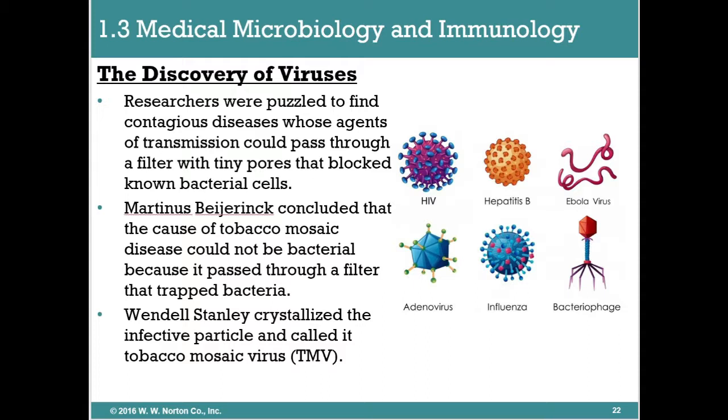So the way it started was that Dimitri saw that there was something causing a disease in the tobacco plants, and he observed that bacteria was being caught inside the filter, but the actual causative agent was passing through this filter. Then Martanius made the exact same observation, so he concluded that the pathogen is completely different than a bacteria. And then later on, Wendell Stanley crystallized that infectious particle, and he's the one who said, okay, we're going to call it the tobacco mosaic virus.